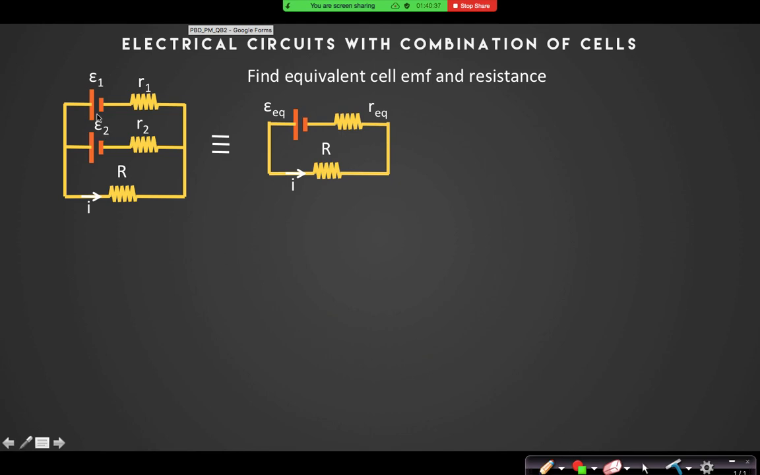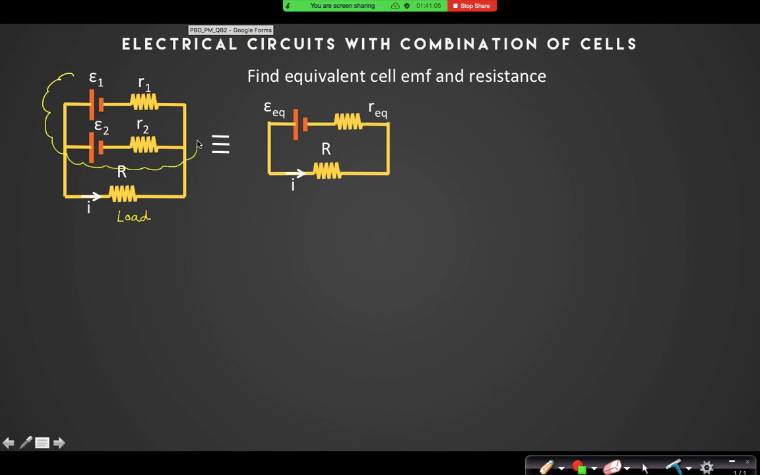Now suppose there are two cells connected in parallel, and this is the external resistance, sometimes also known as load. Load resistance, right? Now I have to find the equivalent cell EMF and internal resistance of that cell combination. You can understand this is the combination I am talking about.